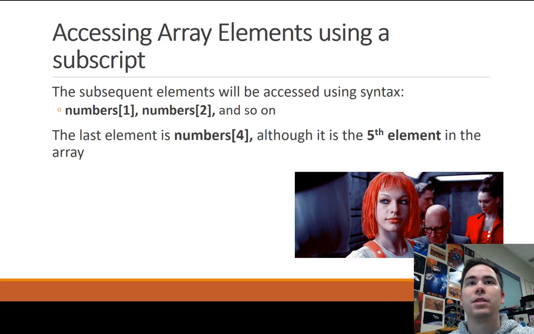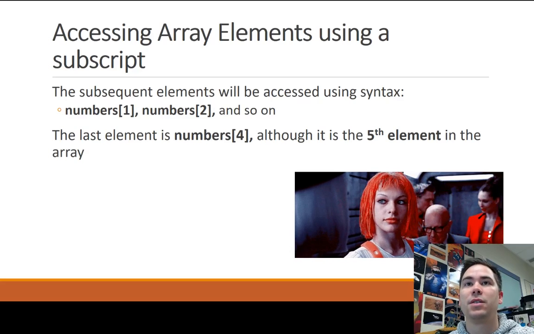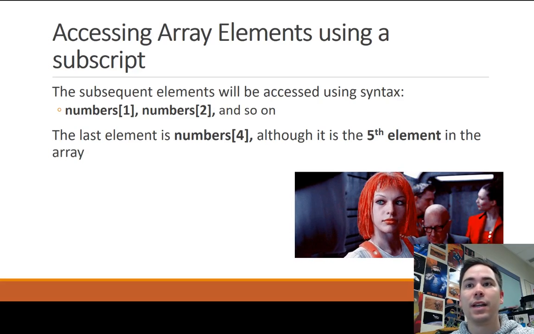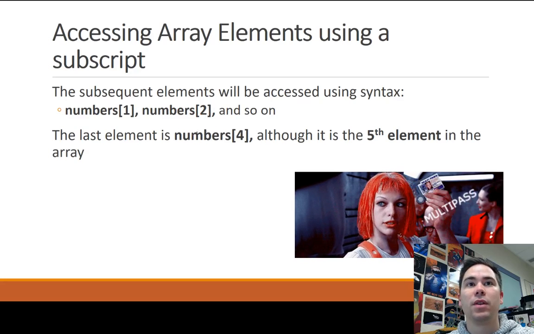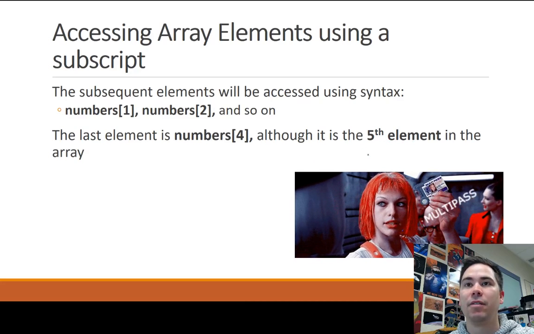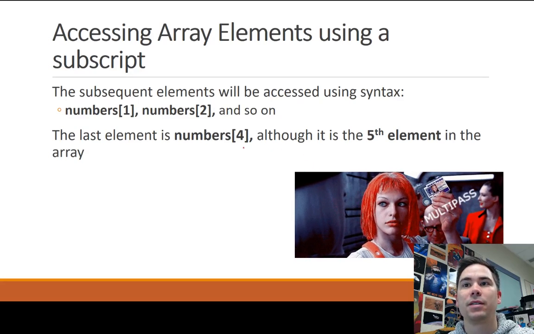The subsequent elements will be accessed using this syntax. So you have numbers[1], that is position 1, numbers[2], that is position 2, and so on. The last element is numbers[4], even though it is the 5th element in the array. And if you understand this reference, I'm really proud of you. Multipass.